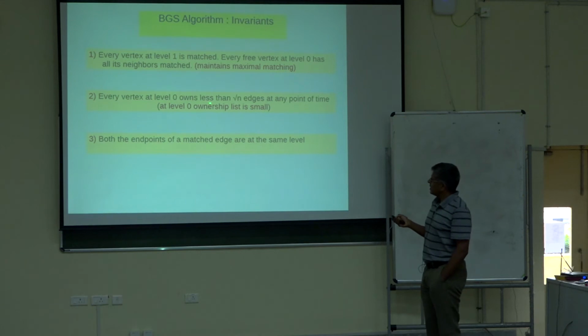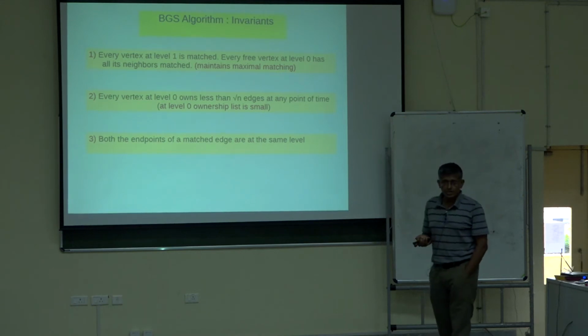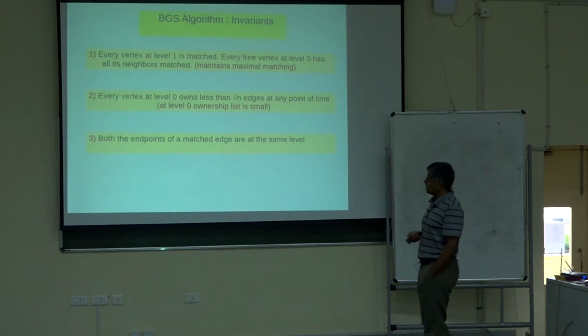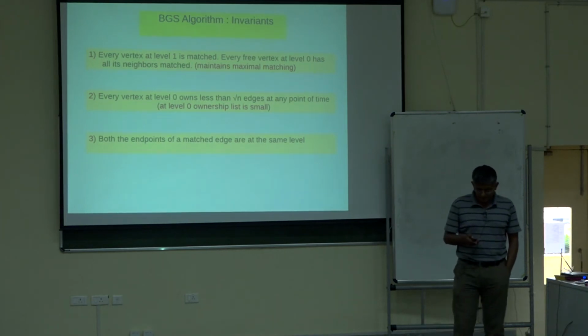Every vertex at level 0 also owns less than root n edges, and all the matched edges are at the same level.